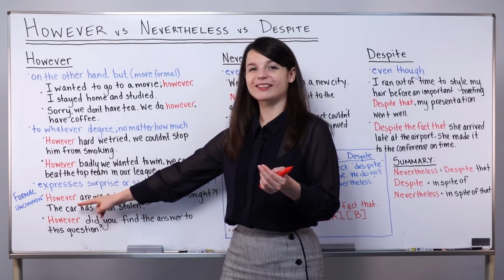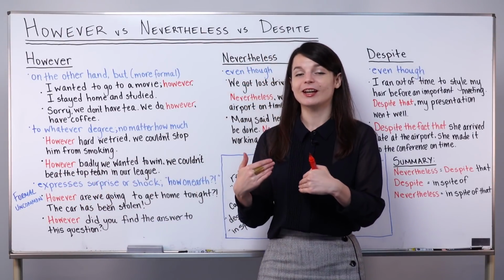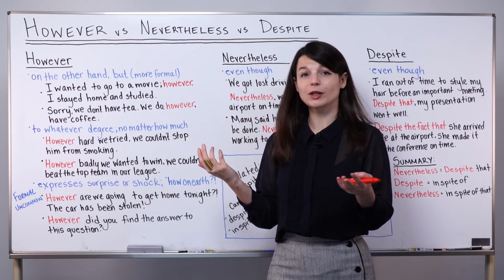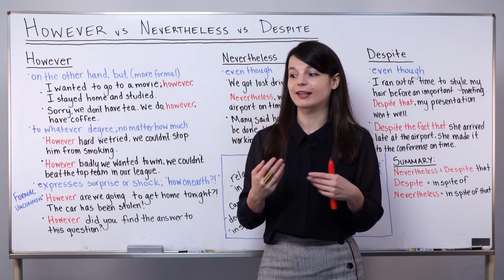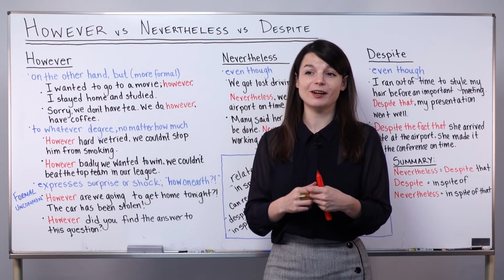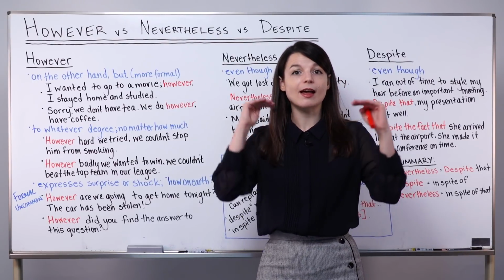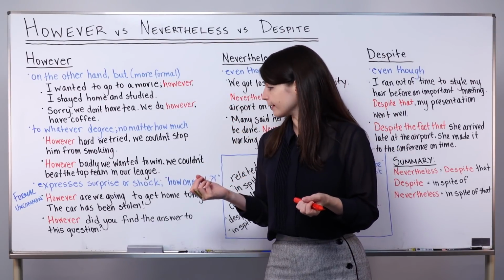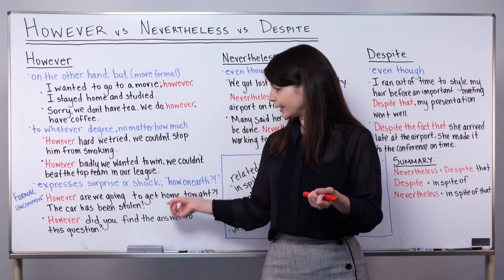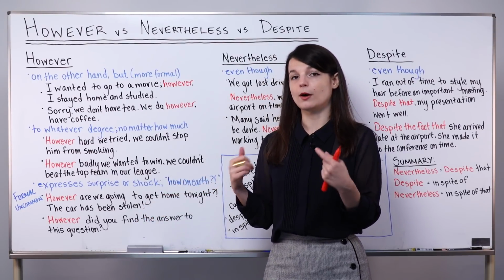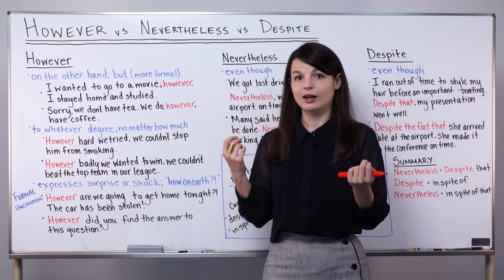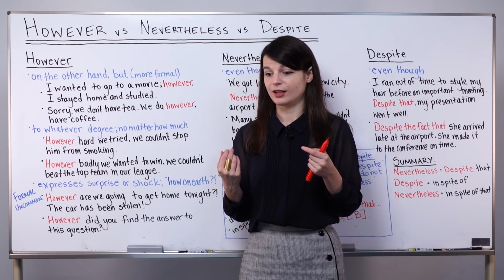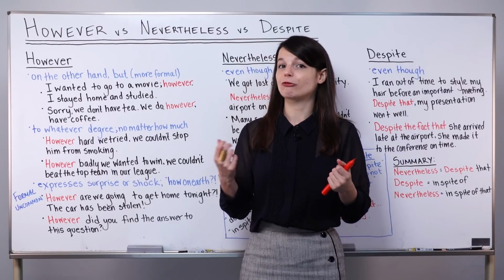However, there are some cases where however could be used to express shock like this, like a really formal shock. However are we going to get home? You can think of this like, how on earth are we going to get home? So it really levels up that shock and surprise feeling. One more example. However did you find the answer to this question? So again, surprise, kind of shock. We really want to know, how on earth did you find the answer to this question? I'm really surprised. However did you find?